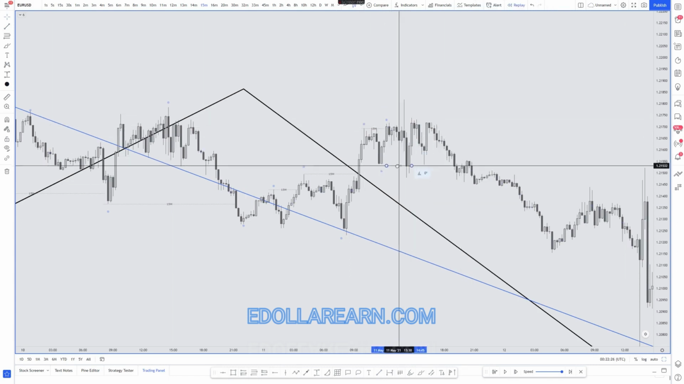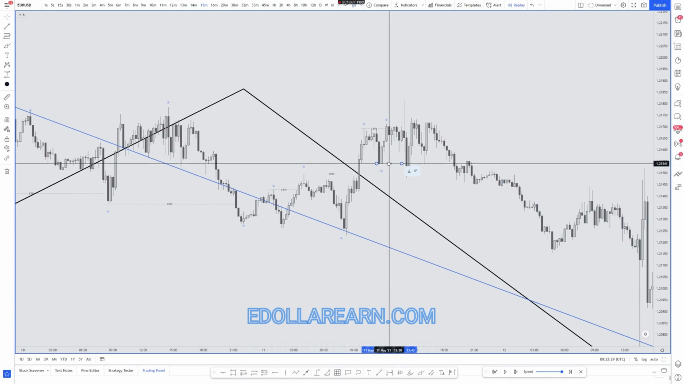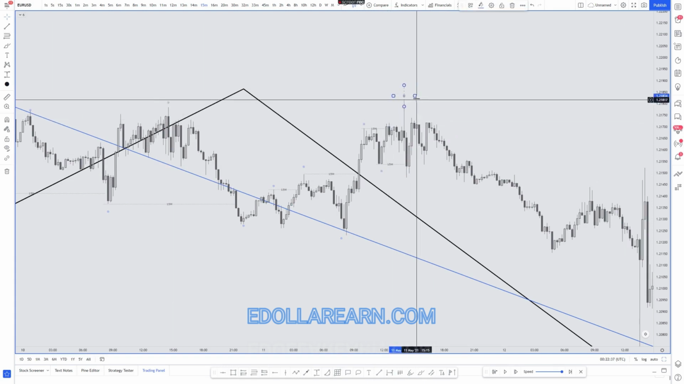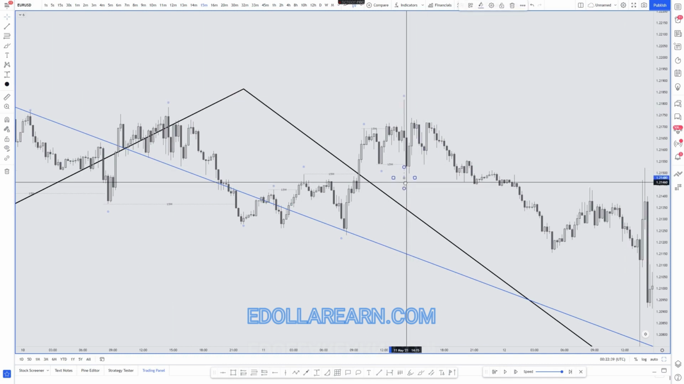So the 15 can be quite monotonous, as you can see. And here we take the low, so we can actually call this our high point, and this is our low point.